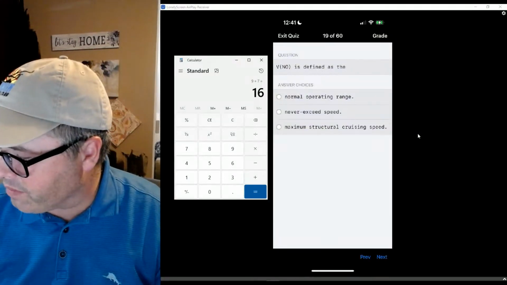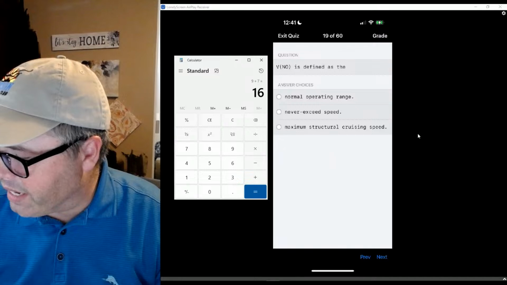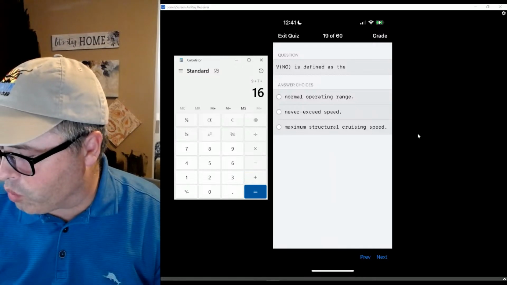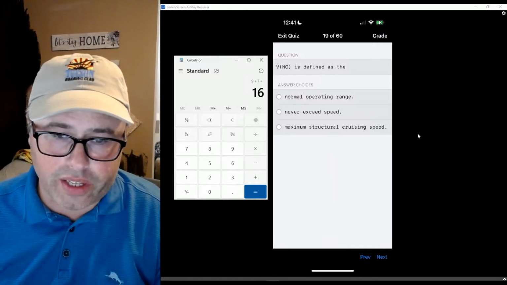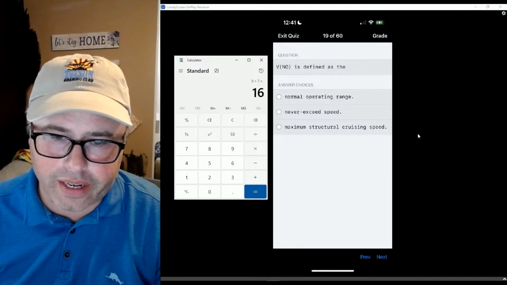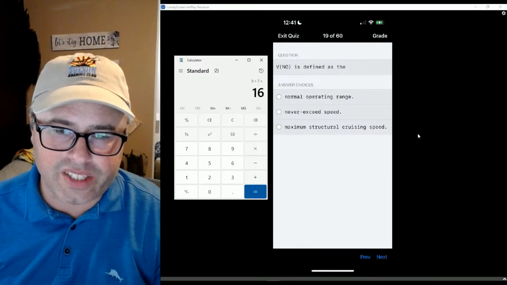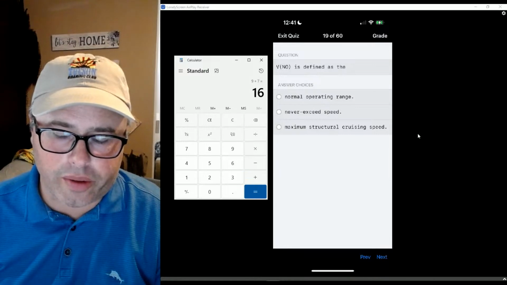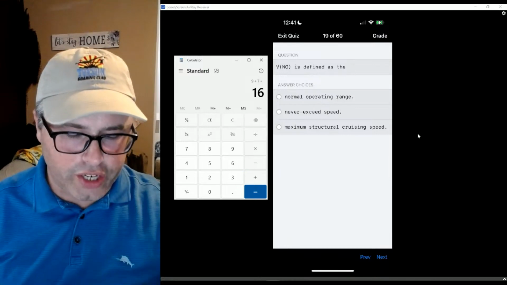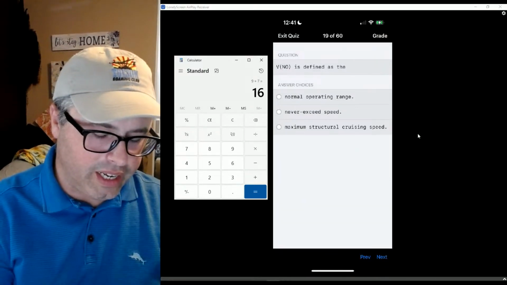VNO is defined as what? Okay, well, let's just go down the list. The normal operating range. That's the green arc. Okay, that's the green arc. This is talking about a specific speed on your airspeed indicator.